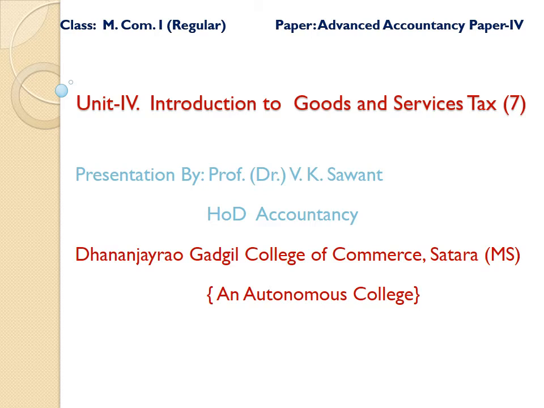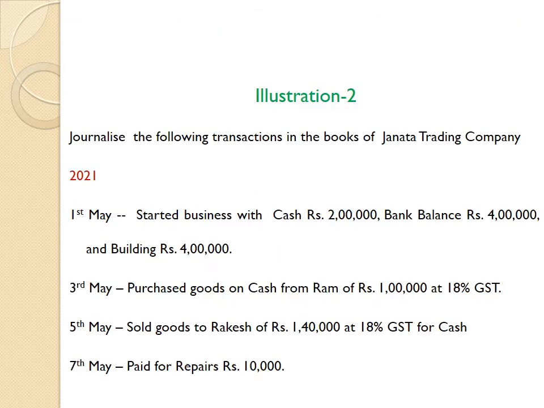So see the concern part, that is practical part on it. Journalize the following transaction in the books of Janata Trading Company. These transactions happened in the year 2021 in the month of May.